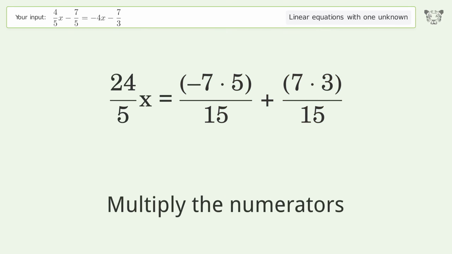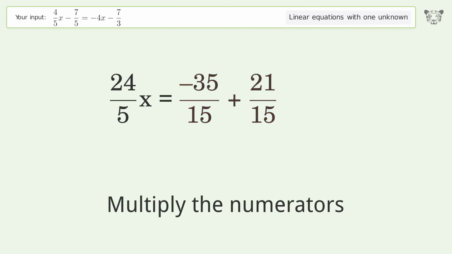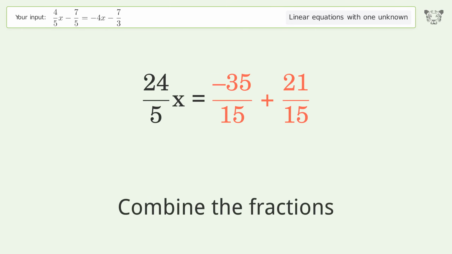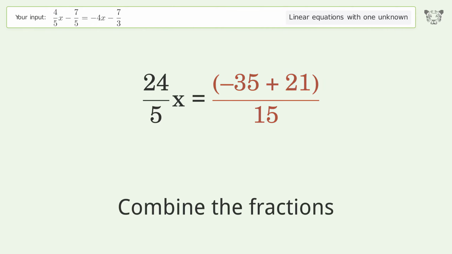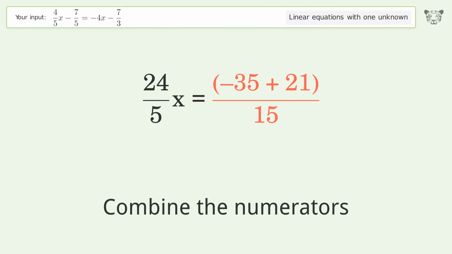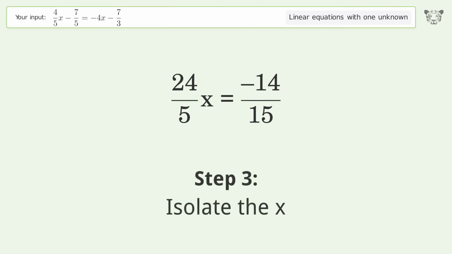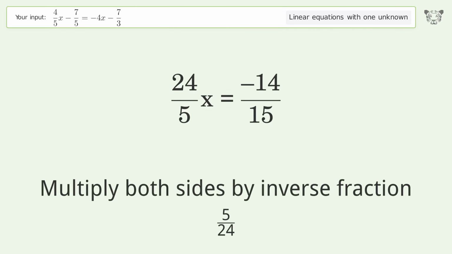Multiply the numerators. Combine the fractions. Combine the numerators. Isolate the x. Multiply both sides by inverse fraction 5/24.